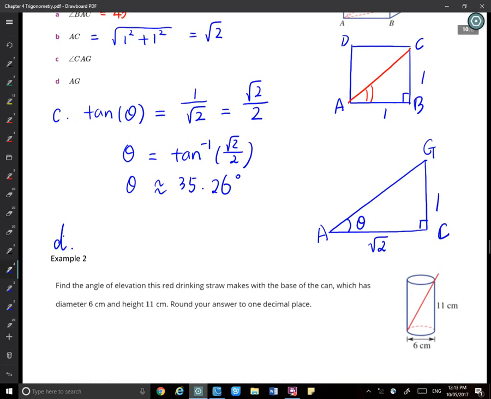I want to know the length of AG. So AG is the hypotenuse. AG equals the square root of root 2 squared plus 1 squared. I want to work on the hypotenuse, a squared plus b squared, and take the square root. So 2 plus 1 equals 3. So I have root 3 here.